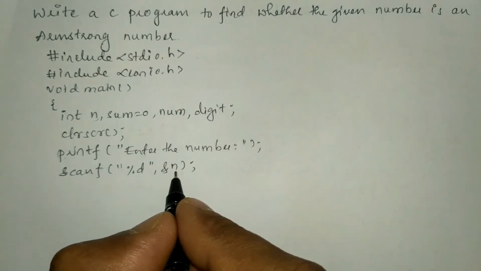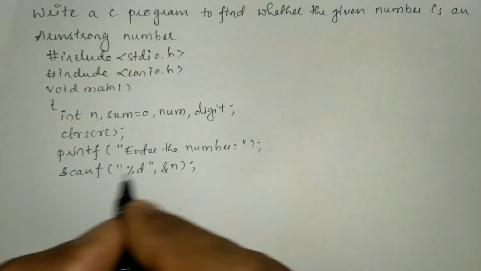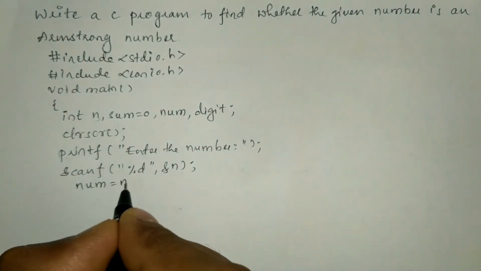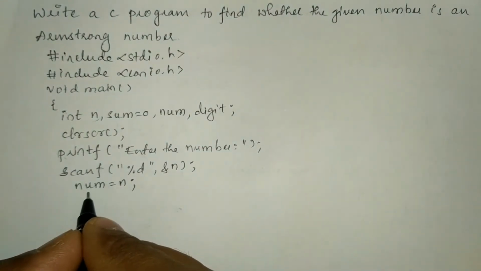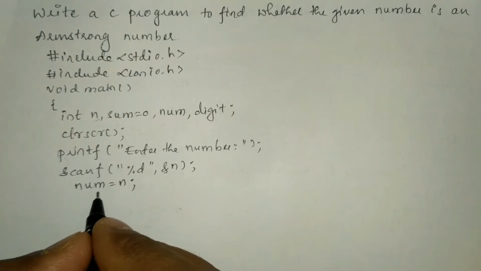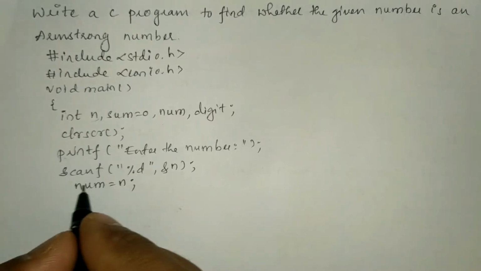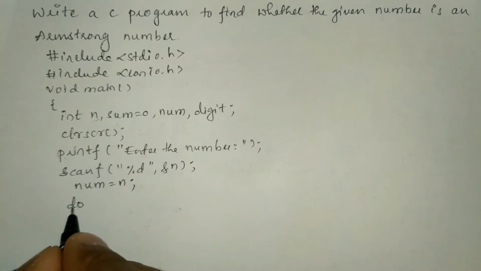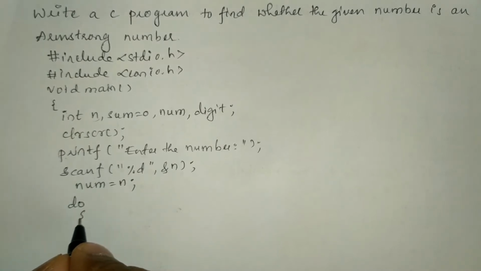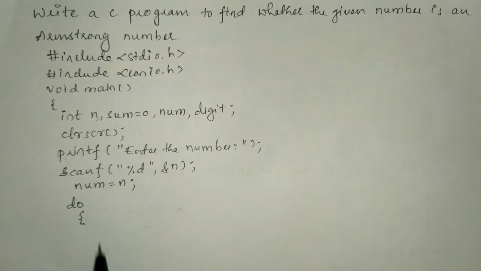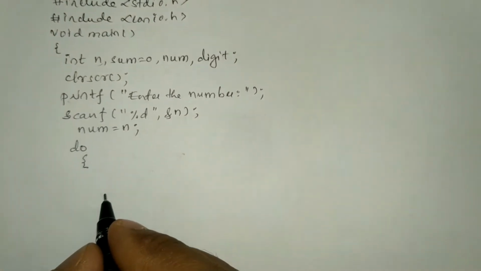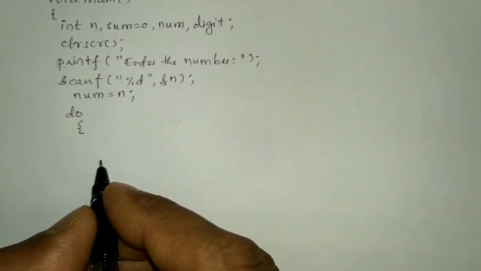As soon as you receive the value for n, it has to be equated to one more variable called num. So num is equal to n, the value is equated to num, in order to keep the original value intact. Next I'm going to use do while statement. Do is a keyword, it should be written in lowercase letters only. Next curly open brace, that indicates the beginning of the body of the do while loop, right?